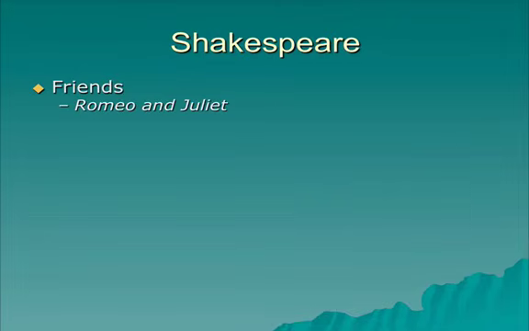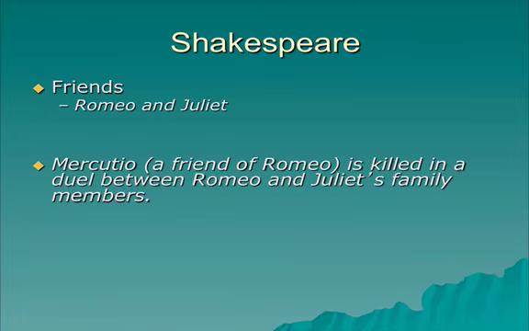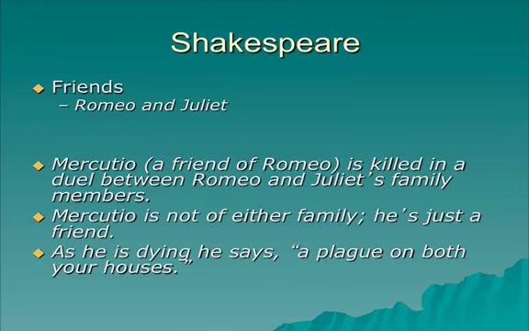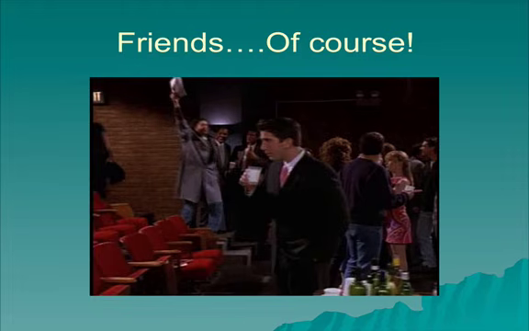And from Shakespeare, this is a clip from Friends that alludes to Romeo and Juliet. And let's say you've forgotten that ever-famous Shakespearean text. In the scene that's going to be alluded to, Mercutio, who's a friend of Romeo, is killed in a duel between Romeo and Juliet's family members. He's not from either family, he's just a friend, but as he's dying, he says, "A plague on both your houses," as if to say, both of you groups of people are responsible for my death. And so here you'll watch this Friends scene and you can see where the allusion comes into play.